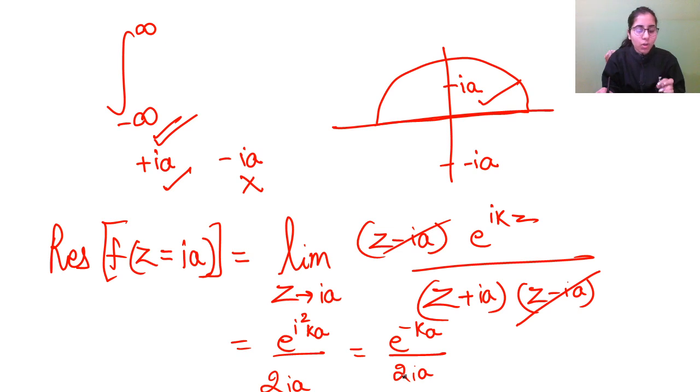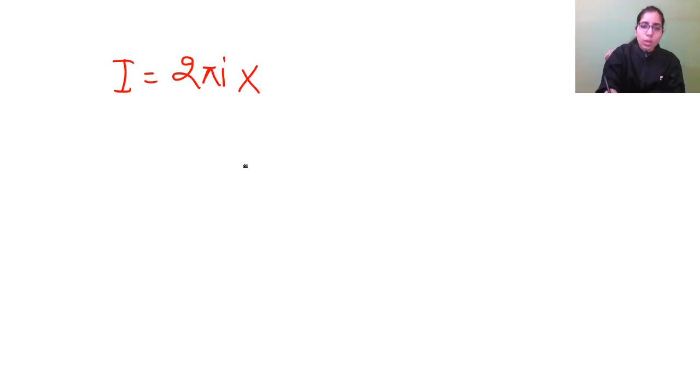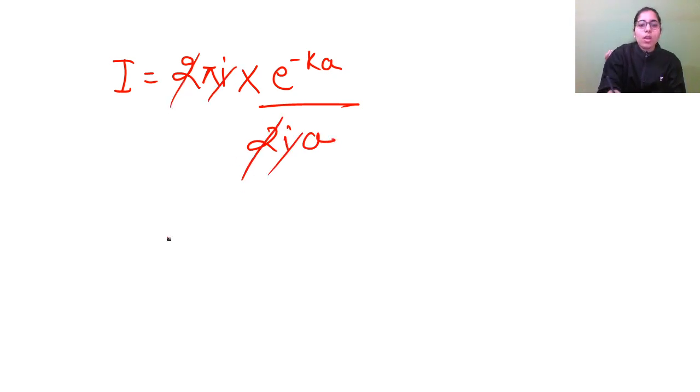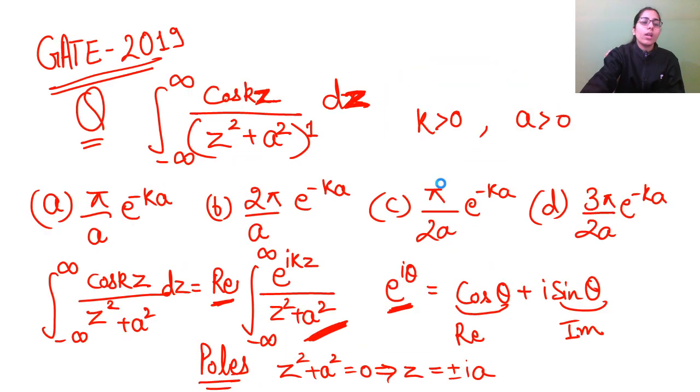Now, what will be the next step? That will be to find the integration. Integration in this case will be equal to 2 pi iota into the sum of residues at the poles which exist in the upper half of the complex plane. So that's e to the power minus ka upon 2 iota a. Let's simplify it. 2 cancels, iota iota cancels. We'll just get pi by a e to the power minus ka, which is our final answer. Which option is correct now? That is option A. So you can see option A is the correct option.